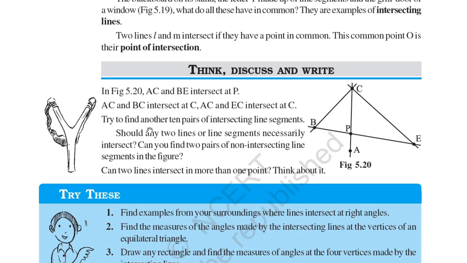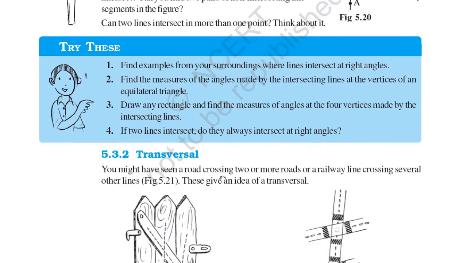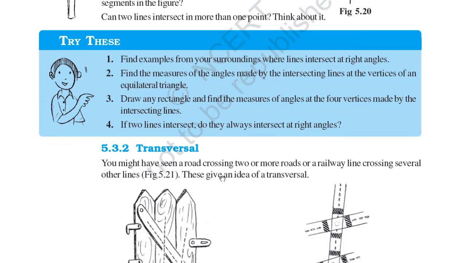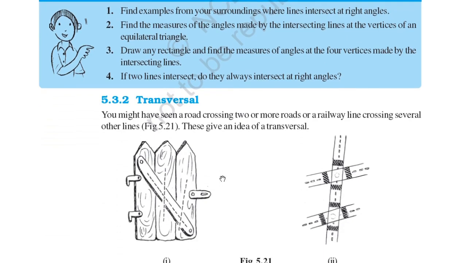Now try to find another 10 pairs of intersecting line segments. Should any two lines or line segments necessarily intersect? Can you find two pairs of non-intersecting lines and segments in the figure? Can two lines intersect in more than one point? Think about it. So you can do that very easily. There is also another try this section, and after that it is transversal, 5.3.2.